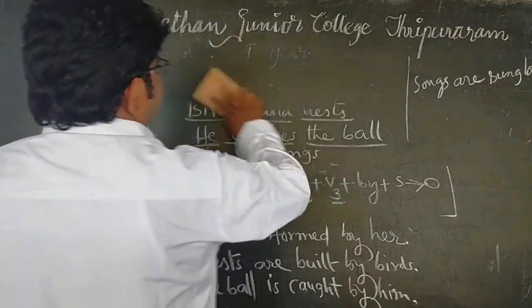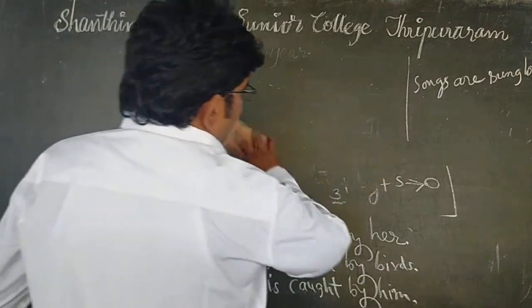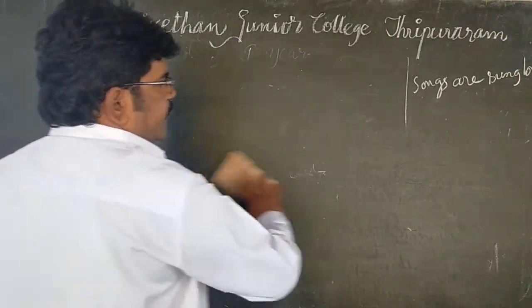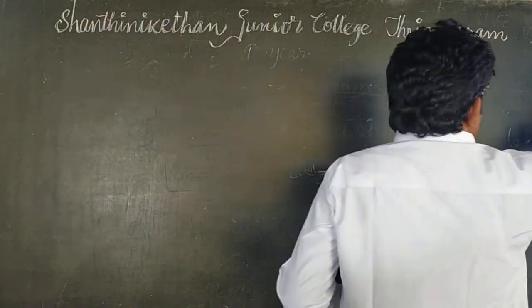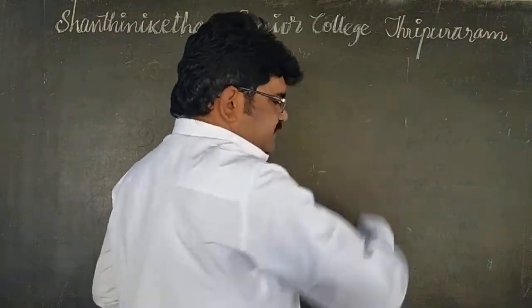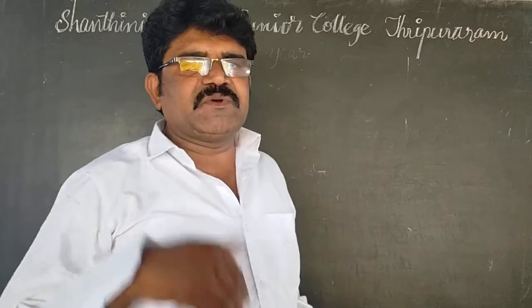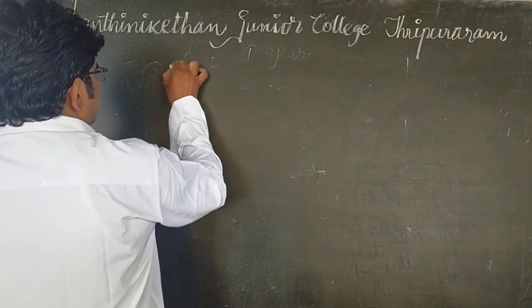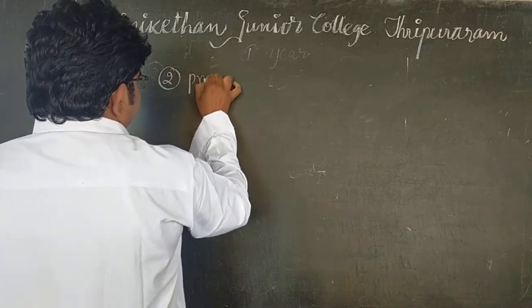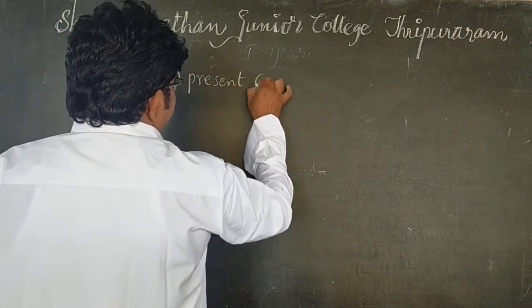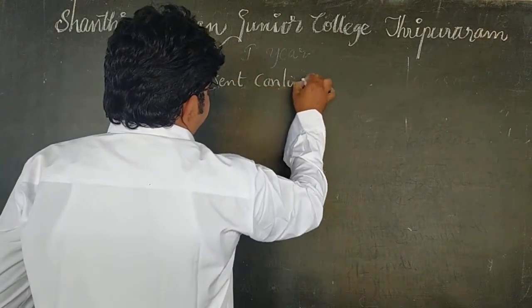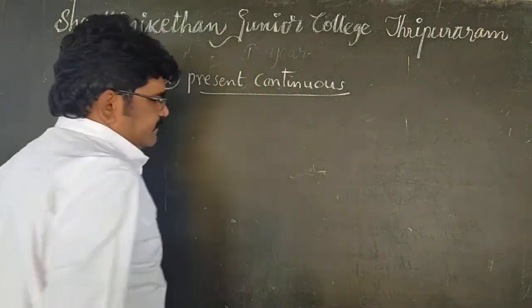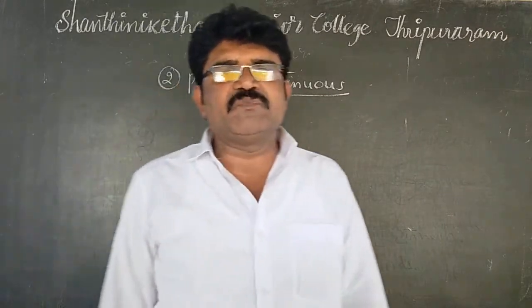Now already we discussed what about voice, past active voice, passive voice, and how many tenses are possible to convert from active voice to passive voice. So present simple is also completed. Now let us start the second one, present continuous tense. How can we make it from active voice to passive voice?